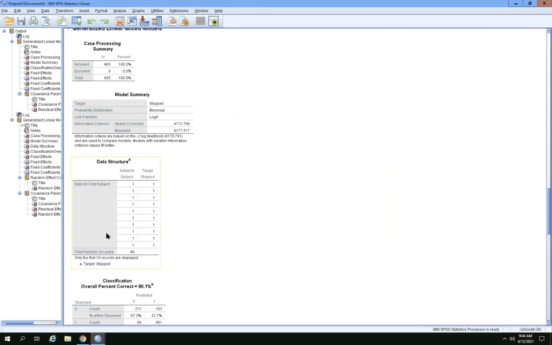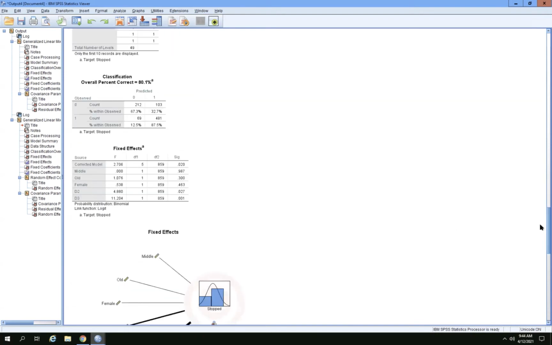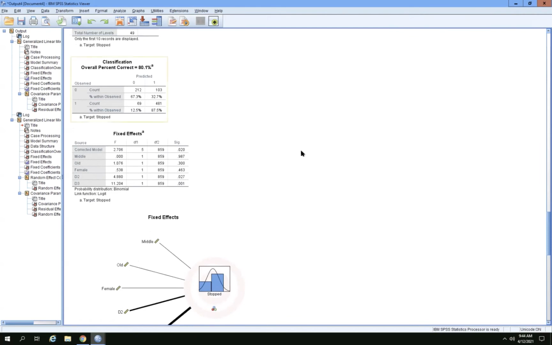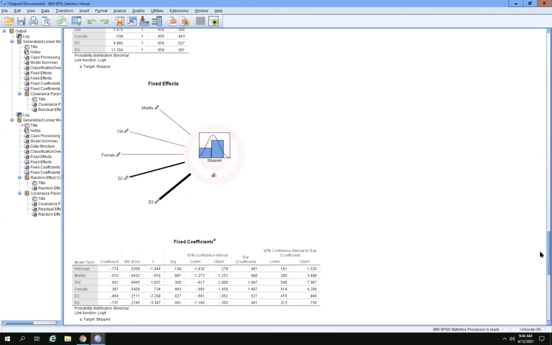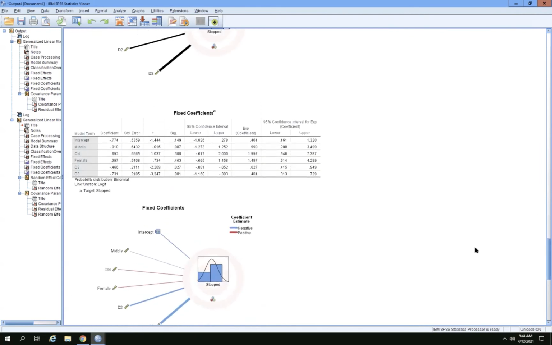when you get the output here, it's telling you, so this is for the first subject. So that subject was observed, subject 1 was observed multiple times. Interestingly, subject 1 stopped every time. So that's just the first time you see that, it might raise a red flag, but it seems to be okay here. There are 49 levels, which means there are 49 different individuals that were observed there. And so we see the same general output we had previously. In addition to that, we see our model output.